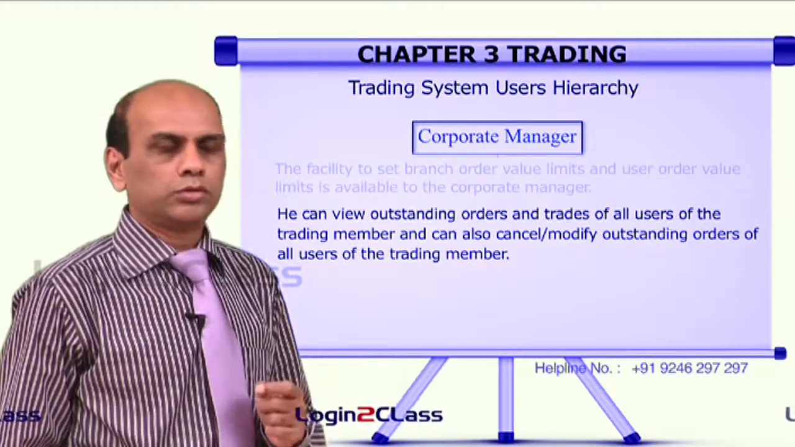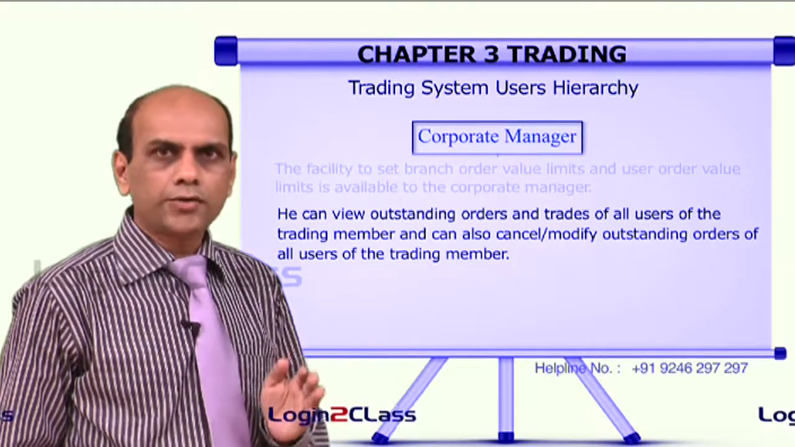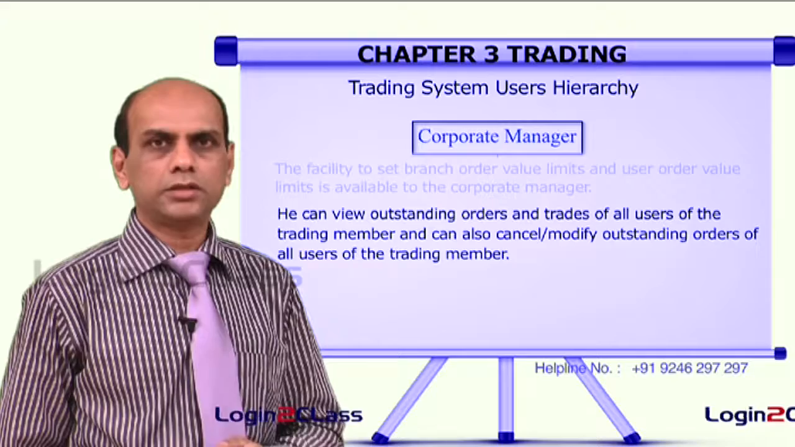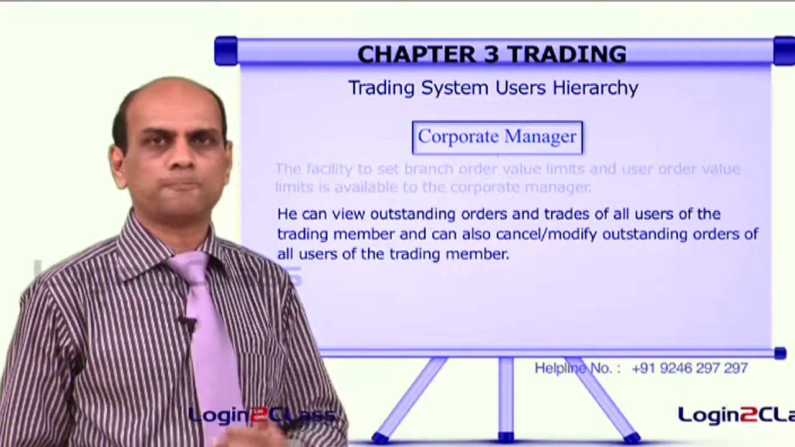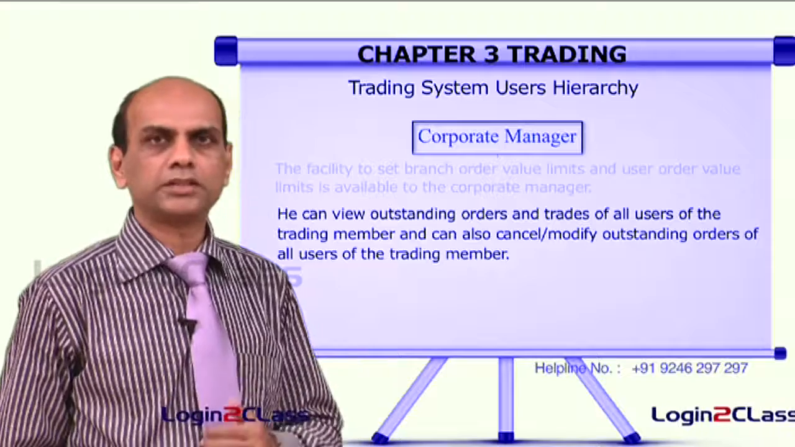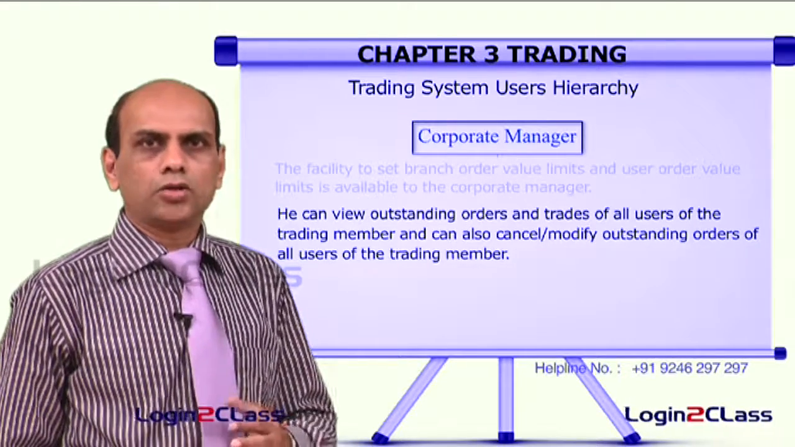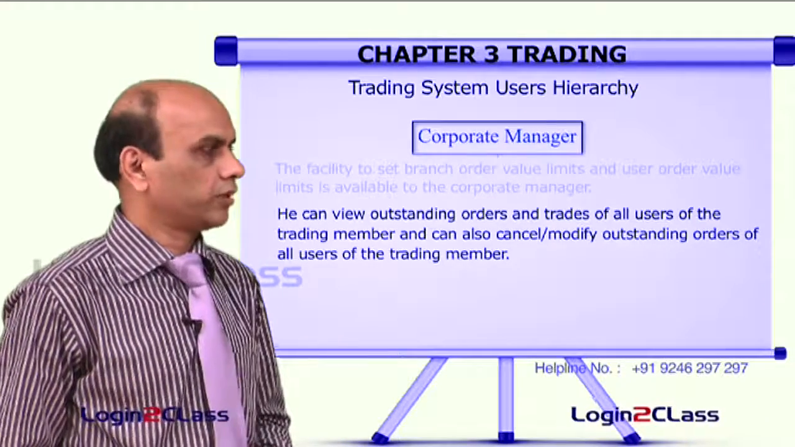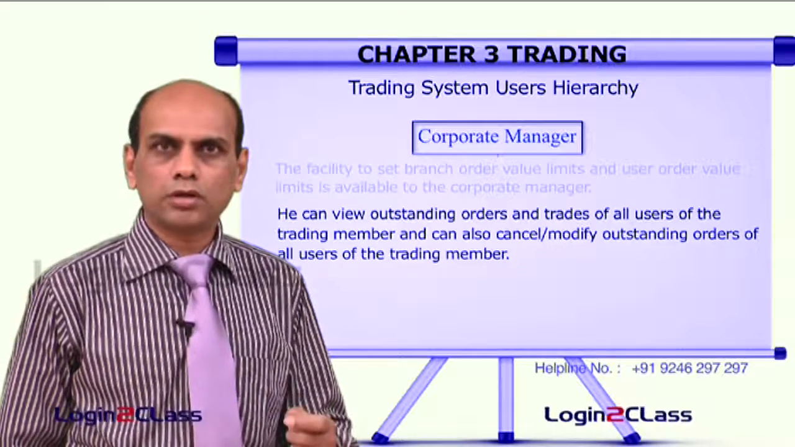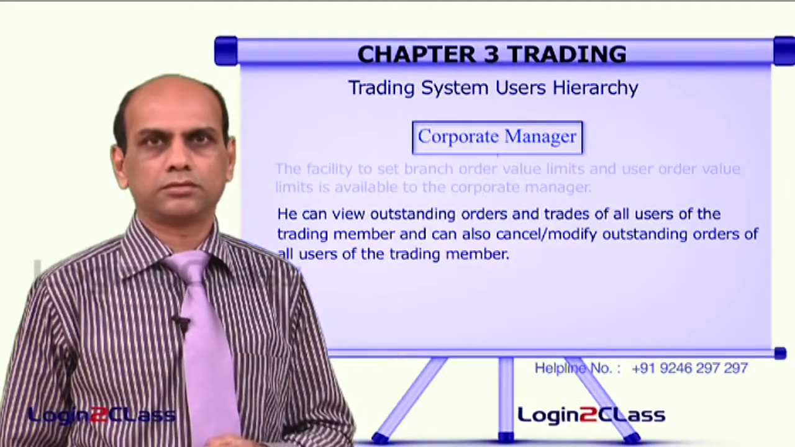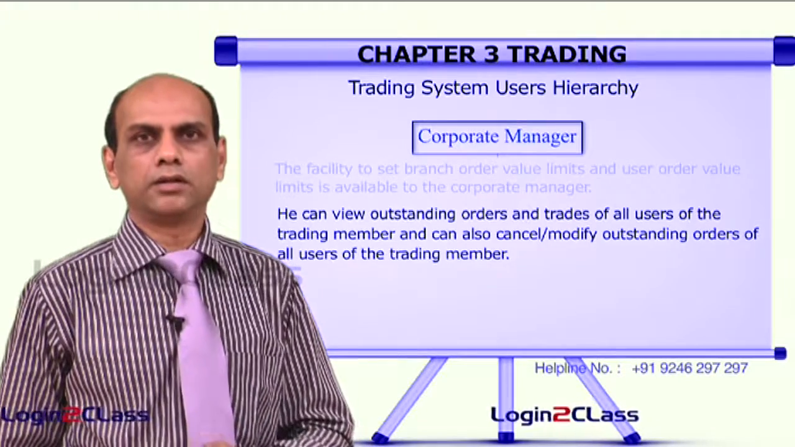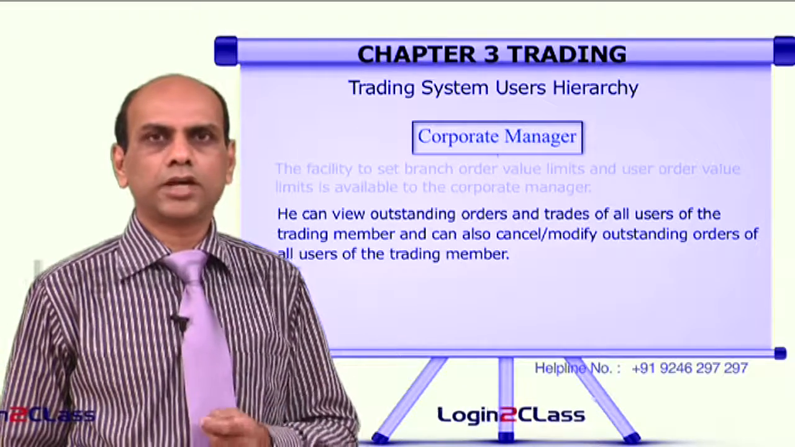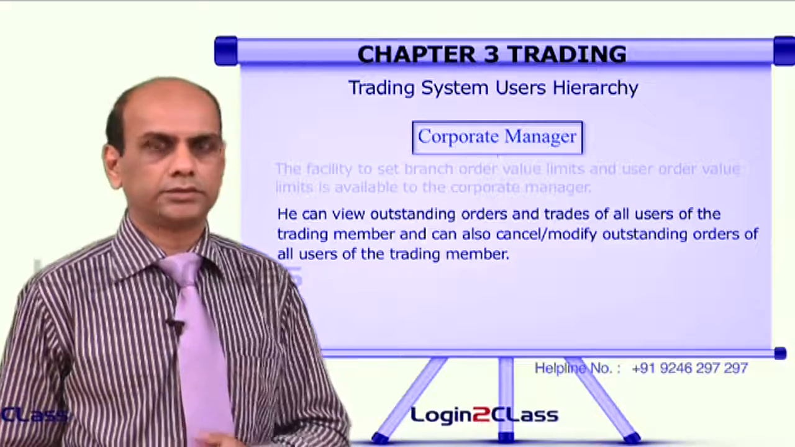He can also view the outstanding orders and trades of all the users within the trading member group. That is, he can see the orders placed by dealers, he can see the orders placed by the branch managers, he can see all the activity of the branch managers and the dealers as well. Not only that, he can see what are the operations or activities taking place at the branch level or the dealer level. He can also cancel or modify the orders placed by these branches and the dealers.